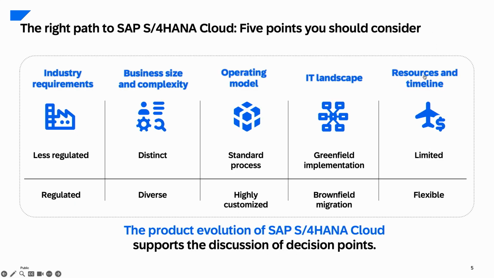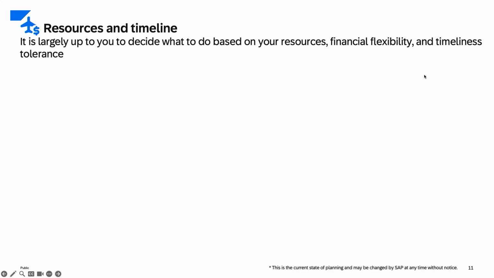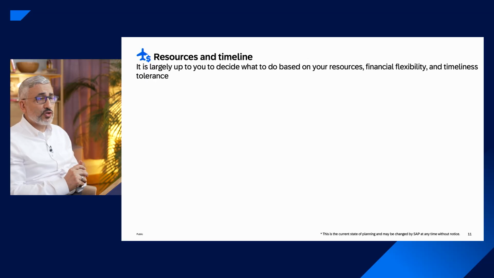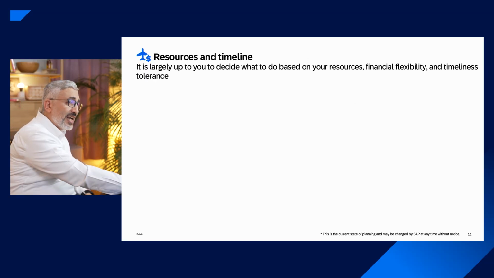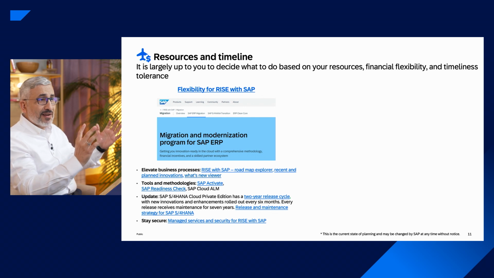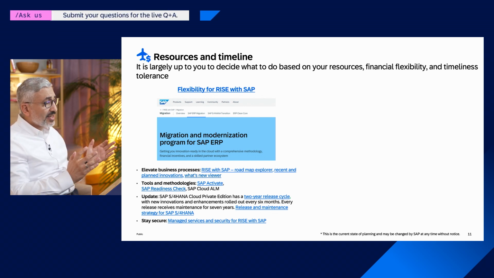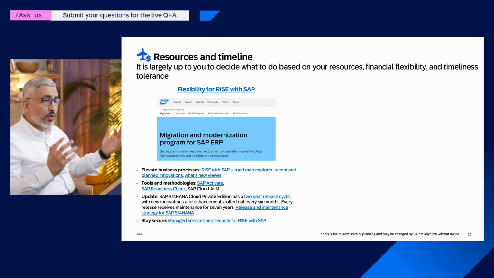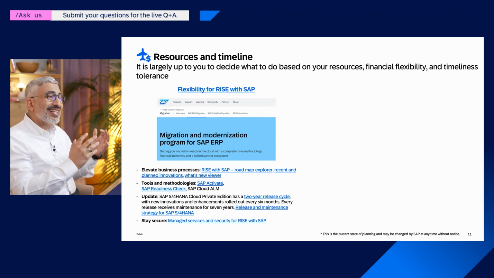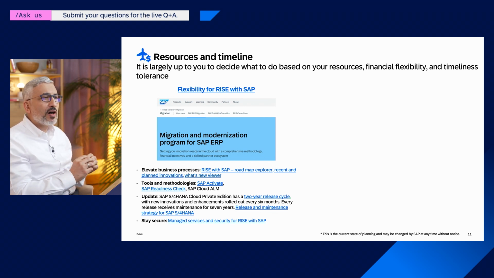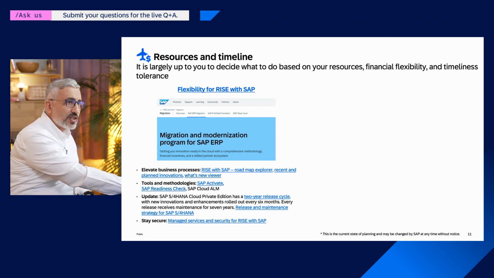Last but not least is flexibility in terms of resources and timeline. This is a very important attribute for you to make a decision, for sure. And here we have two options. We have RISE with SAP that gives you the flexibility. You can decide on the way you want to implement, the way you want to configure the product. You have all the flexibility in this regard. And that would be a valid option if you are flexible in terms of resources and timeline.